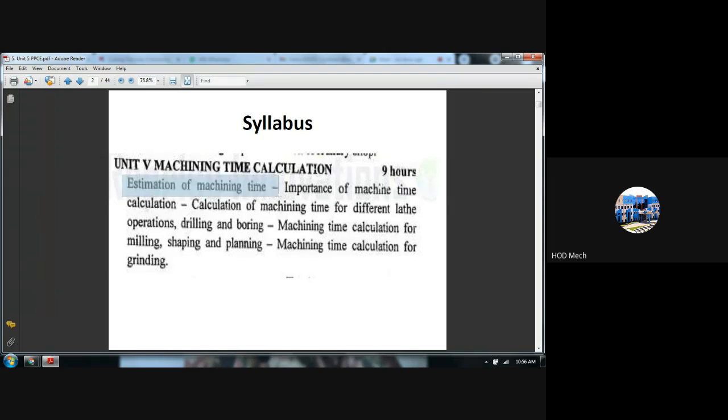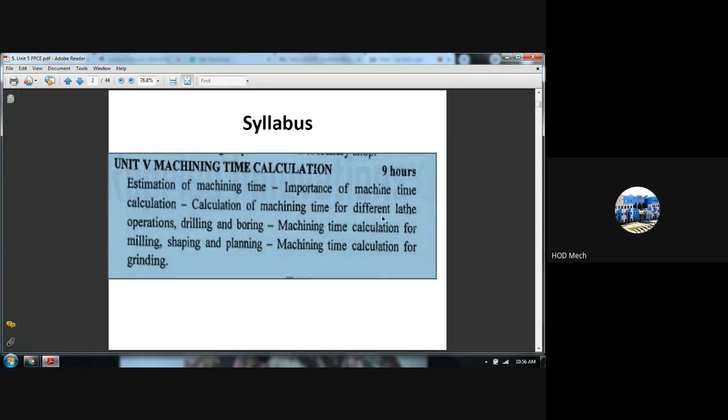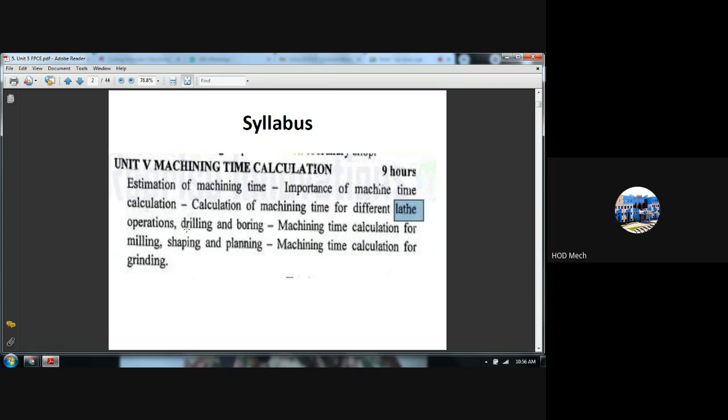estimation of machining time, importance of machining time calculations, and the calculation method for various operations like lathe, drilling, boring, and then finally we have machining time calculation for milling, shaping, and planning, and finally for grinding. So three sets are there. So you have three different types of machining time calculation patterns based on the type of machining operation you take.